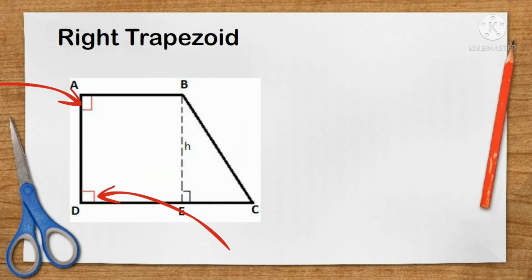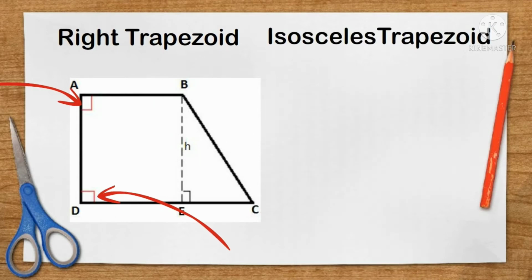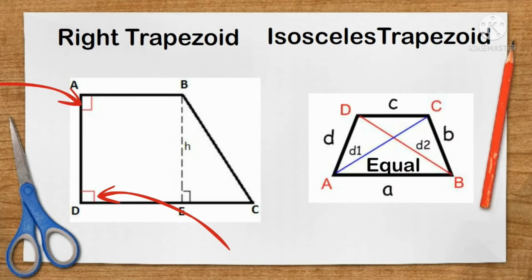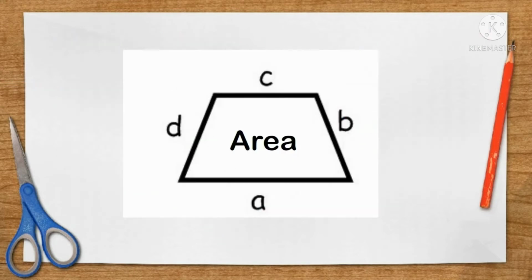We have two types of trapezoid. The first one is the right trapezoid. It has two right angles. Another one is the isosceles trapezoid. In it, the non-parallel sides are equal. So A and C are the parallel sides. D and B are the non-parallel sides. The non-parallel sides are equal. It is called an isosceles trapezoid.